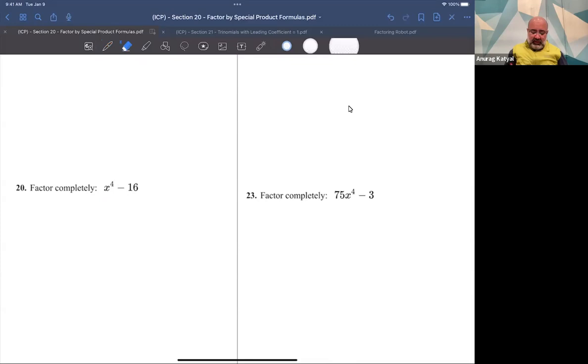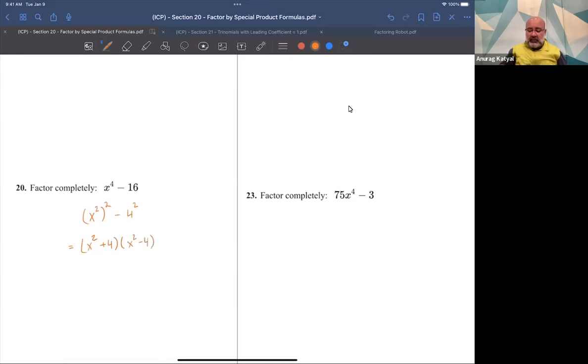Here, I guess I'll just share a quick thing. You can rewrite this as x squared squared minus 4 squared. You can apply the difference of squares formula, but for something like this, you actually end up having to apply it twice. So the first time when you factor this, you'll get a plus b times a minus b.